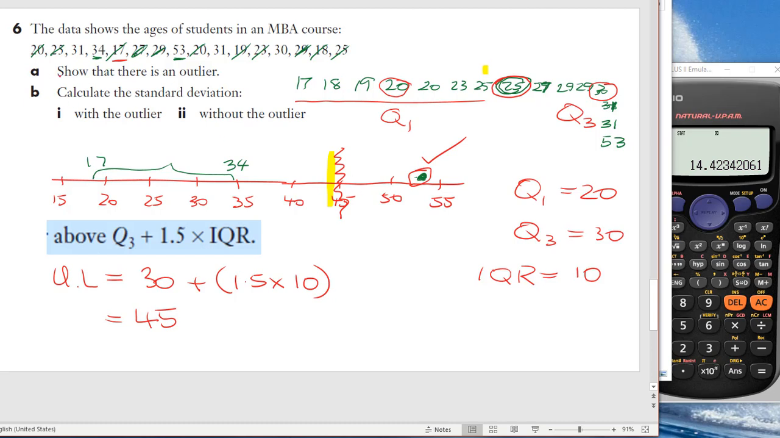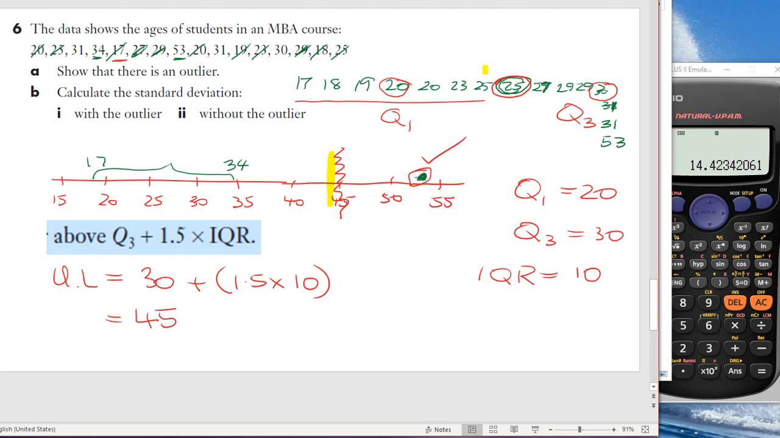So question A, show that there is an outlier. You had to work out this upper limit using these calculations, and you might go on to make a statement: 53 is an outlier because it is above this upper limit of 45. I'll leave it up to you to type in part B with the outlier and without the outlier. So you're just typing the data in with 53 and then take 53 away.